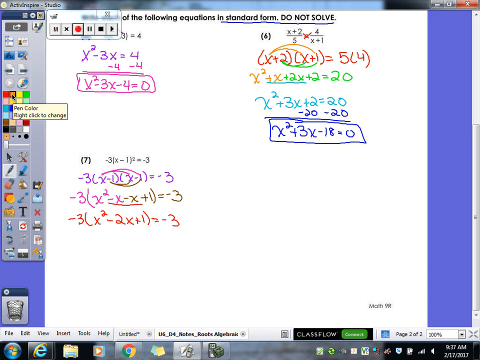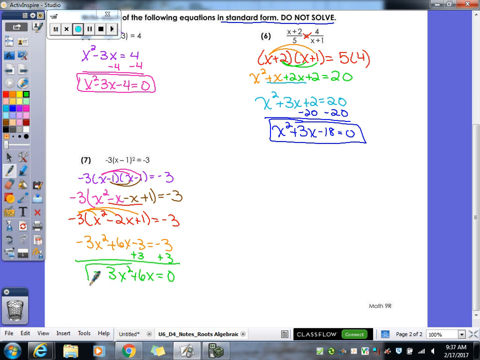Now what should we do? Distribute our negative 3. So that gives me a negative 3x squared plus 6x minus 3 equals a negative 3. Yep, and then add 3. So negative 3x squared plus 6x. What happens to our 3? It cancels. So there's our equation in standard form. So that one's kind of a longer one. There's a lot of steps to even get it into standard form, and then you would factor and solve after that.